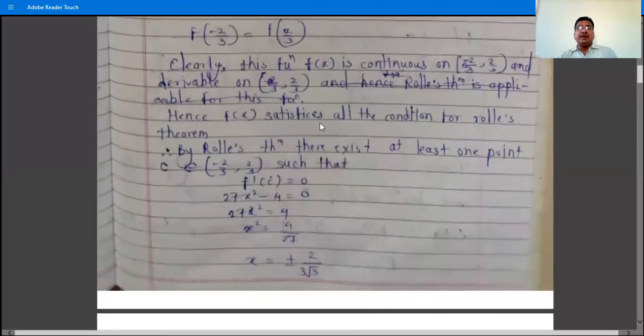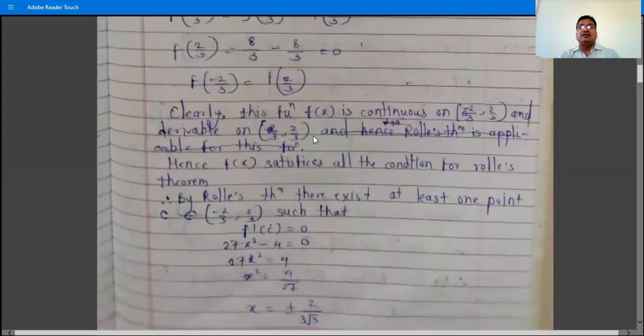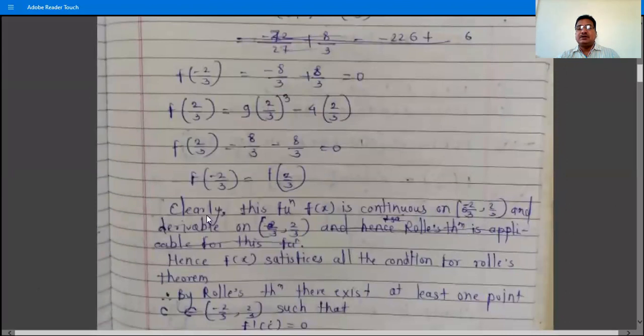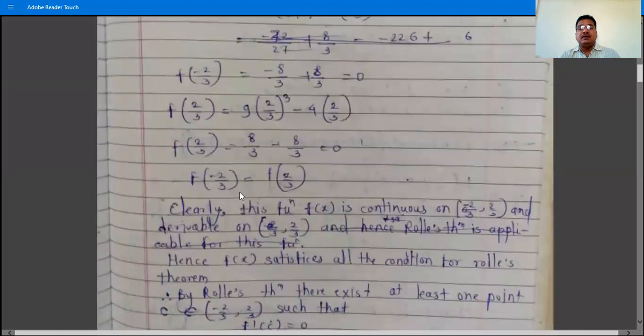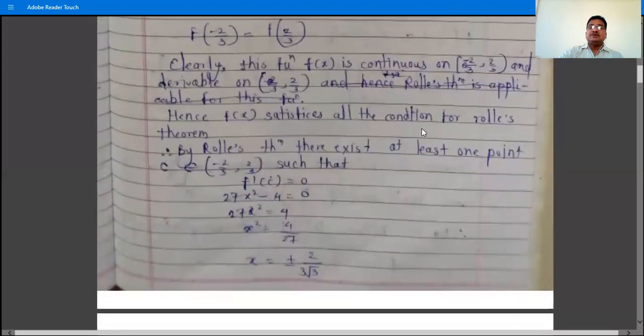And hence f(x) satisfies all the conditions of Rolle's theorem. That is, the function is continuous on the closed interval, the function is differentiable on the open interval, and the value at the first point and the value at the last point, that is f(a) and f(b), are both the same. Therefore, by Rolle's theorem there exists at least one point c belonging to the open interval (-2/3, 2/3) such that f'(c) is equal to 0.